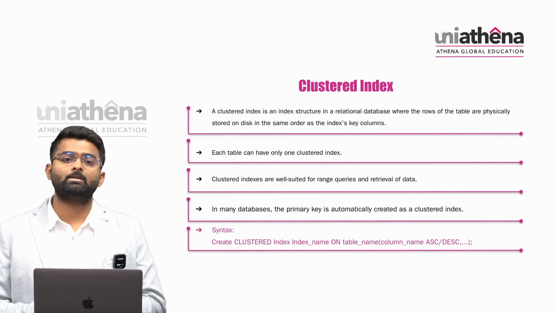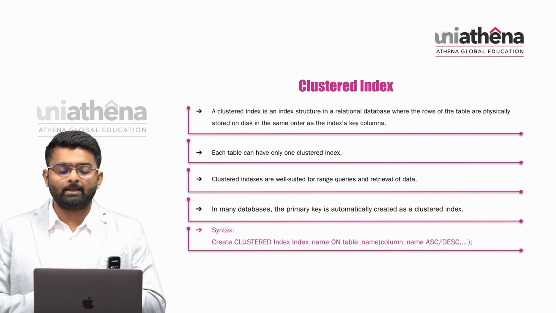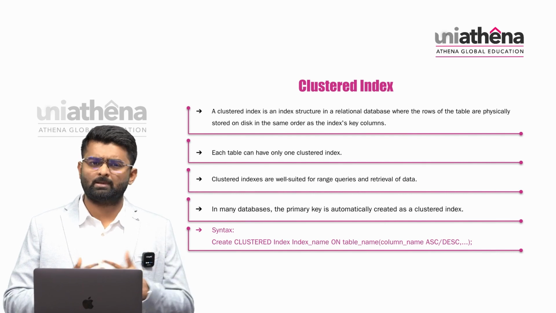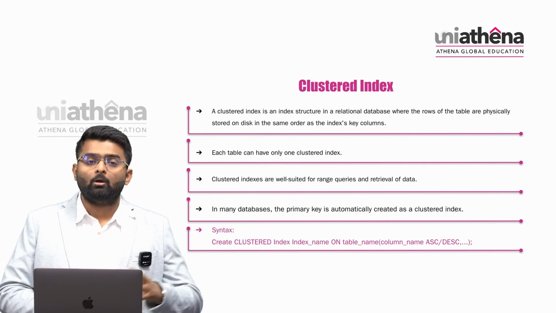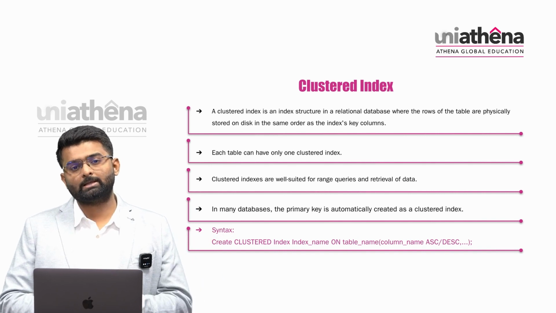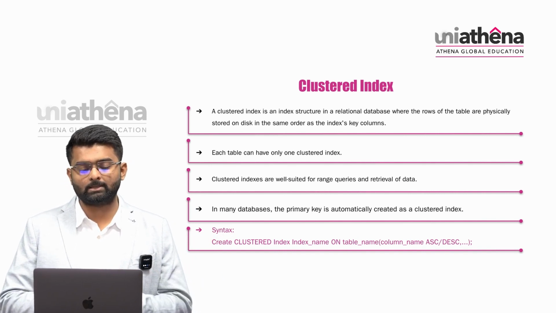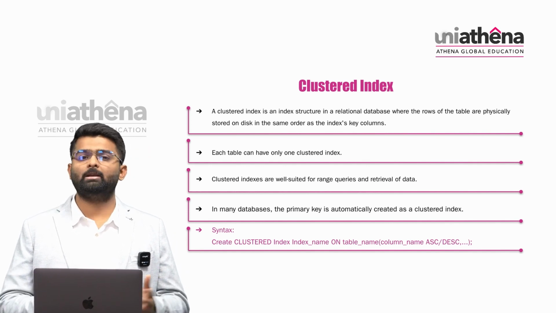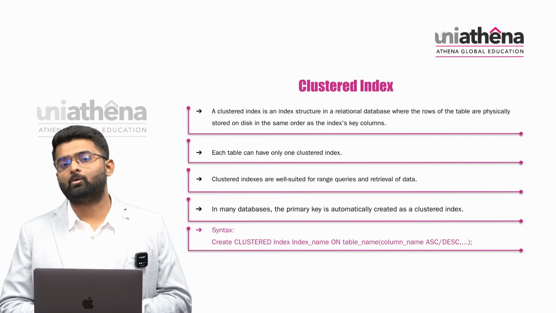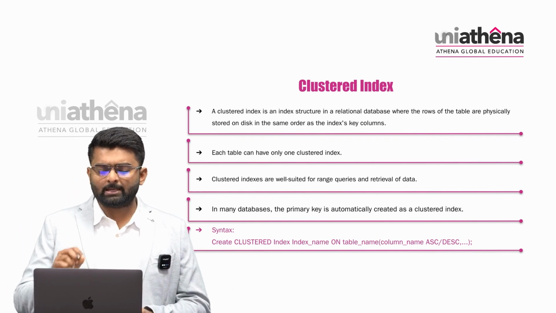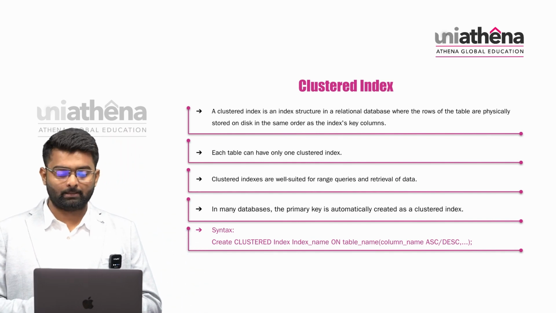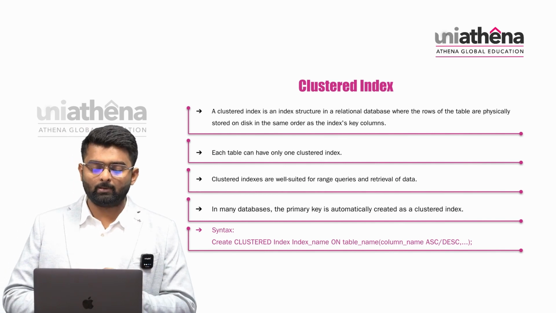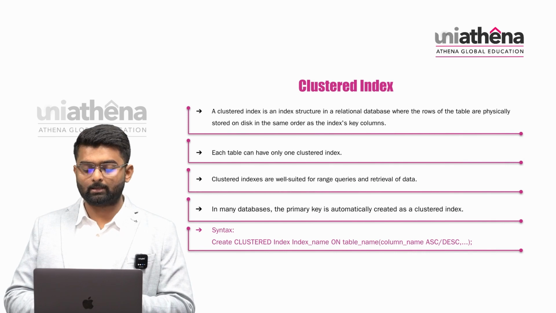Let us look at clustered index. What is a clustered index? It is basically an index structure in a relational database. Please note we're talking about a relational database here, which is basically 2-dimensional rows and columns, where the rows of the table are physically stored on the disk in the same order as that of the index's key columns. What are the index's key columns? Primary key and foreign key. What is a primary key? A unique identifier for every table. Each table can have only one clustered index. Clustered indexes are well suited for range queries and retrieval of the data. In many databases, the primary key is automatically considered as a clustered index.